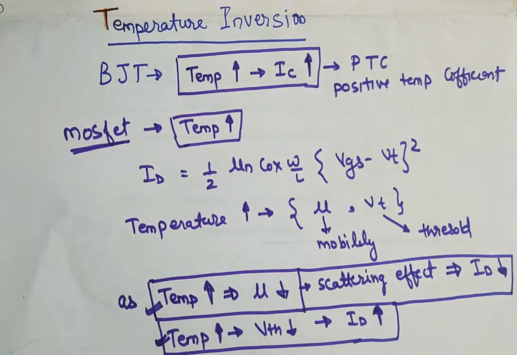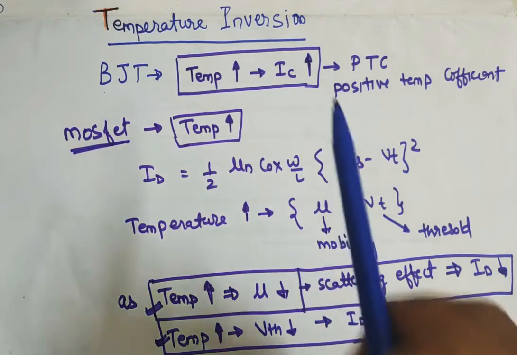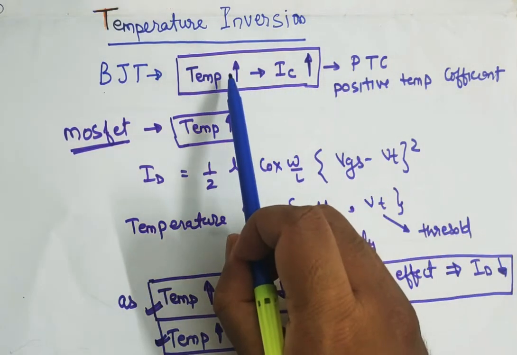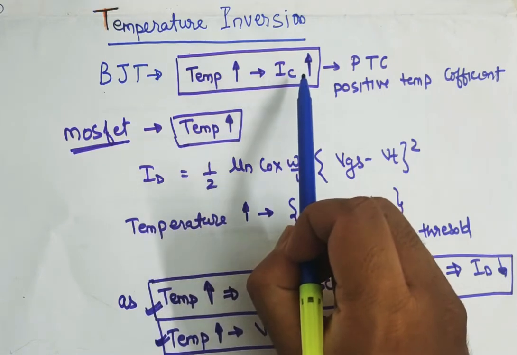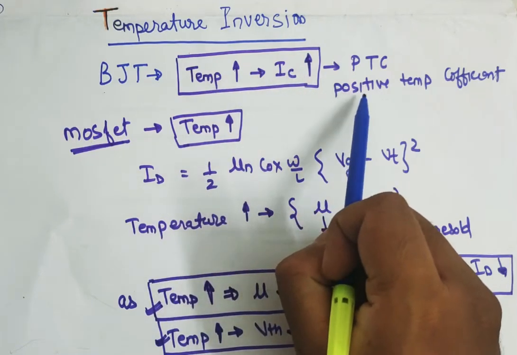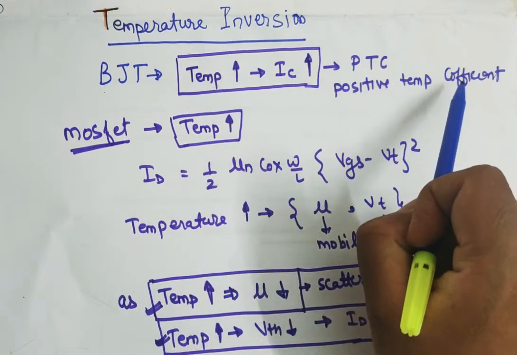Hello all, in this video we will see what is the effect of temperature, and for the other technology nodes this temperature inversion is also an important term that we will cover. So first we will see what will happen in a BJT. If we are increasing the temperature, your collector current used to increase, so that is called PTC, or the positive temperature coefficient.